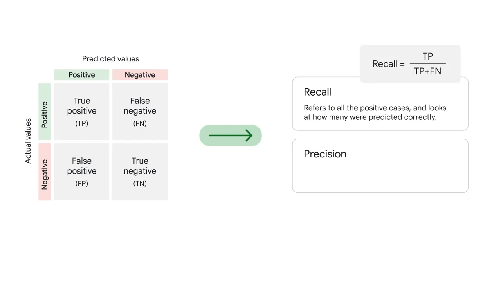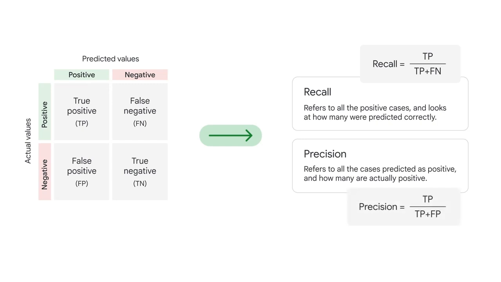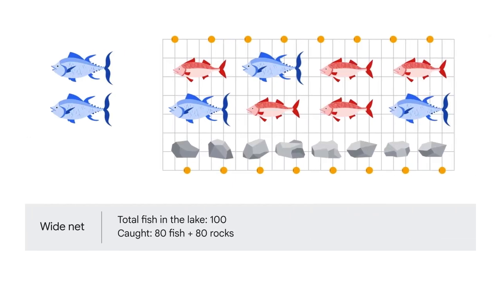This means that recall is equal to the true positives divided by the sum of the true positives and false negatives. Precision refers to all the cases predicted as positive and how many are actually positive. This means that precision is equal to the true positives divided by the sum of the true positives and false positives.